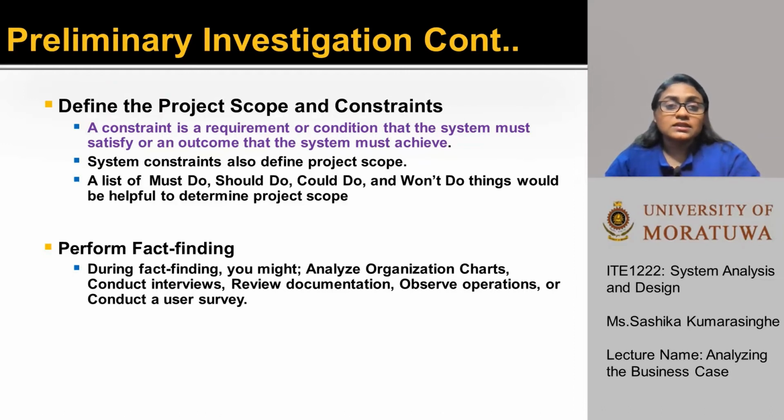A constraint is a requirement or condition that the system must satisfy or an outcome that the system must achieve. A constraint can involve hardware, software, time, policy, law, or cost. System constraints also define project scope. For example, if the system must operate with existing hardware, that is a constraint that affects potential solutions.